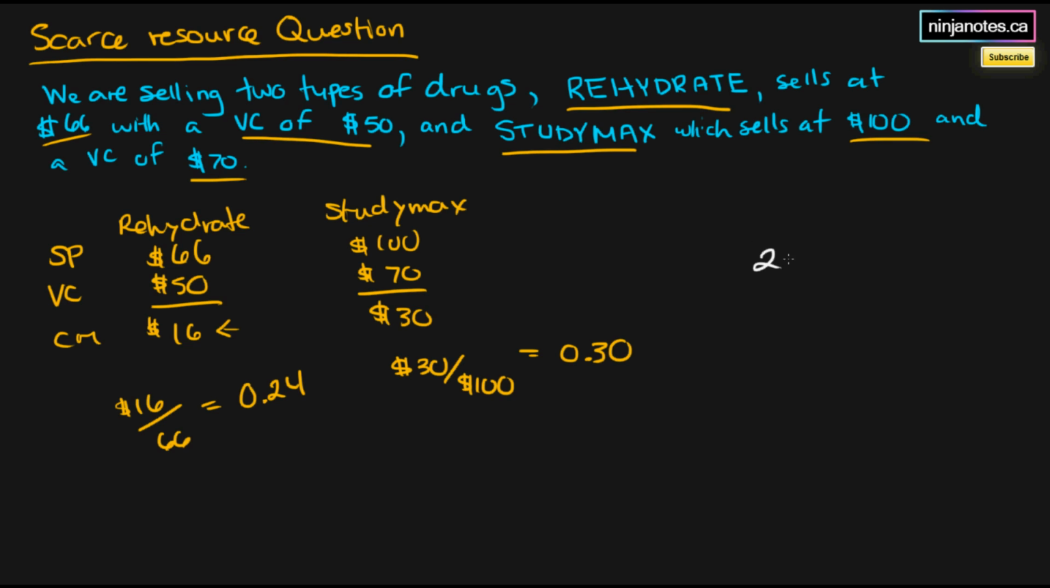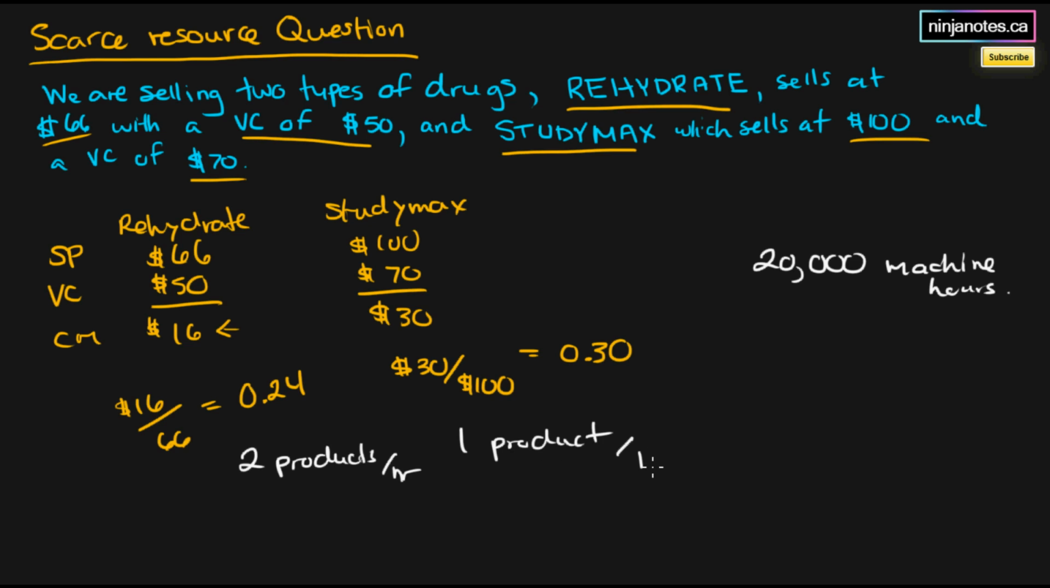Next, we have 20,000 machine hours. Okay, so if we produce 2 products of the Rehydrate over 1 product of StudyMax, that means we're going to be producing 2 products in an hour and 1 product an hour, which means we'll have 40,000 products of the Rehydrate, and we'll have 20,000 of the StudyMax.